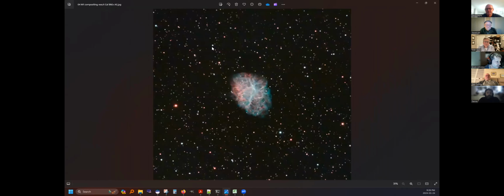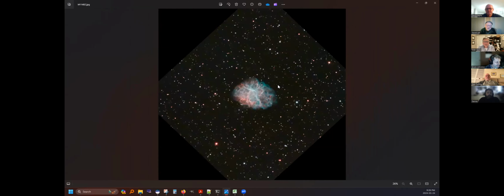I put in my old Crab just for reference. This is with the dual narrowband filter, and there's just so much more going on there. And then I did a quick plate solve so I could align them. Oh, you can actually see that. Wow.